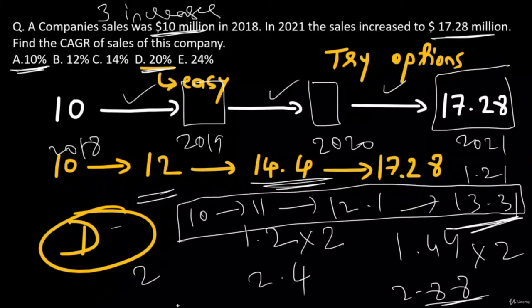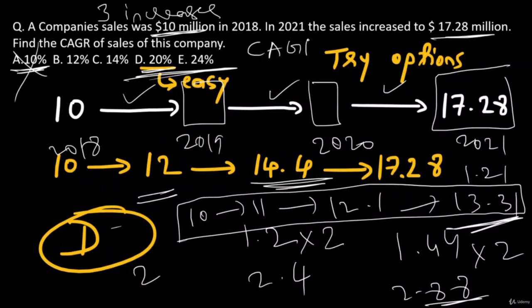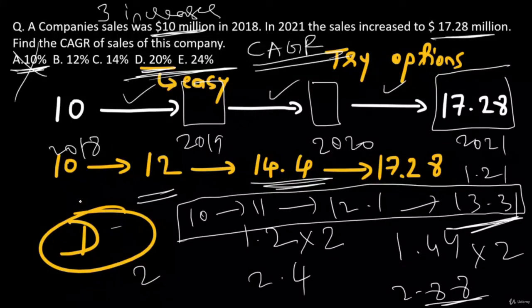So that's why we tried 20%, right? In this case, you're just able to eliminate 10. In the case of 20, if that would have been wrong, we could have eliminated 2 together. And again, 10 and 20 are easy to plug in and check. So the correct answer to this question is option D, that is 20%. The CAGR of this company is equal to 20%.